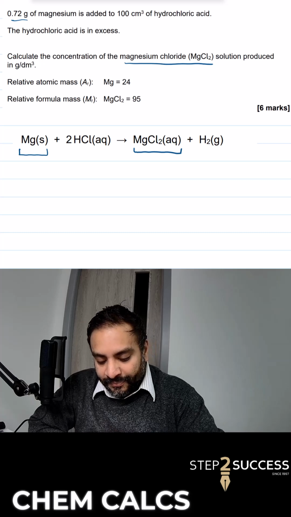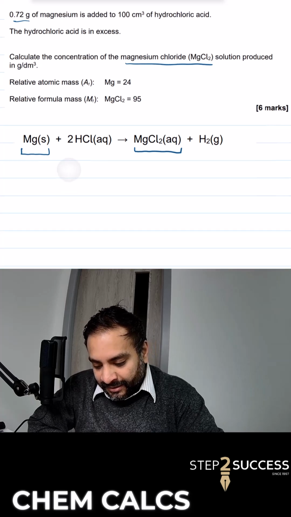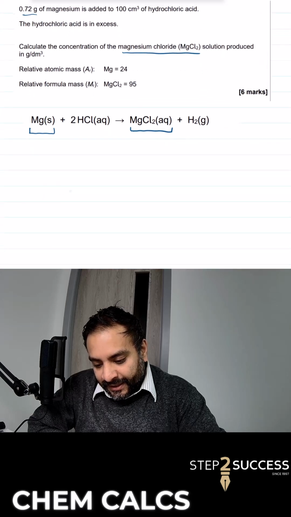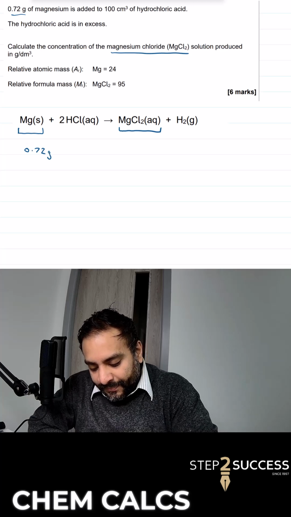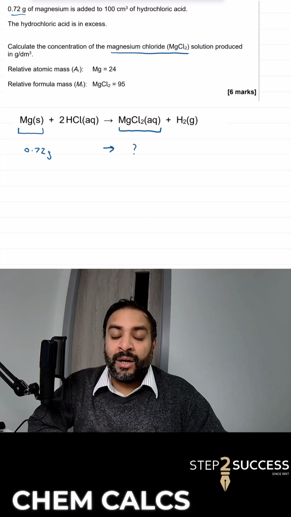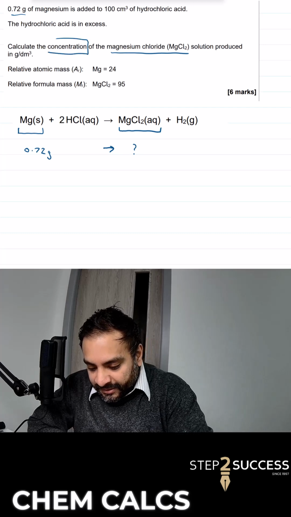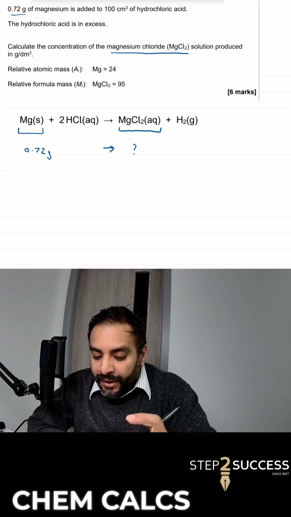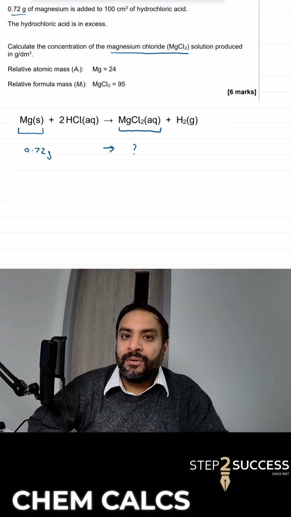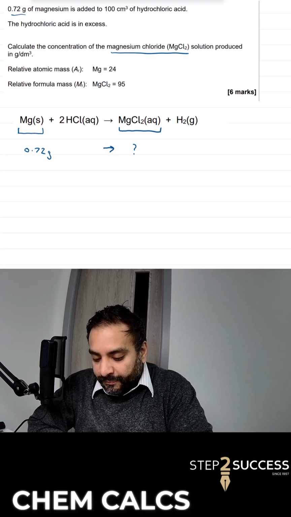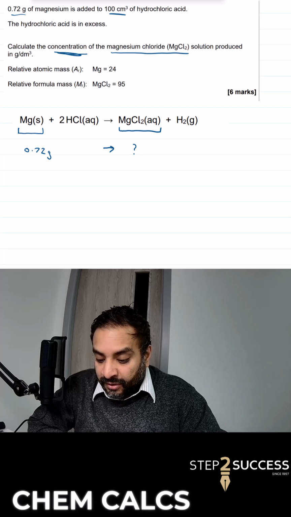So how do we do this? Well, I always set these up in a very similar way, so I'm just going to zoom this out slightly, where I like to write down what they've told me about the mass of the substance that we are starting with, 0.72 grams. And then ultimately I would like to work out the mass of the magnesium chloride produced. I know that's not what the question says. The question says the concentration. But that is how I'm going to work this out. I'm going to try and work out how many grams of magnesium chloride I'm going to produce. Once I've got that, I can work out the concentration using the volume.